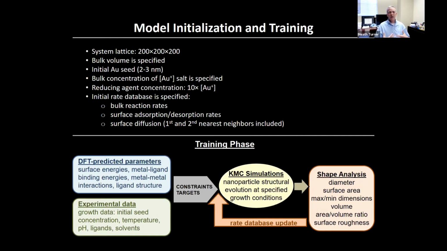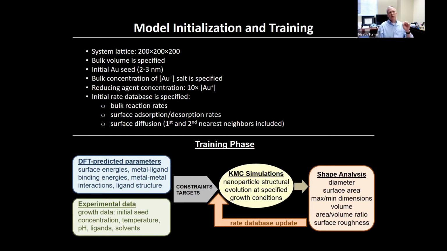And so these are some of the details of our model. We have a large lattice that we work with. We start off with a gold seed, a very small gold seed in our system. We specify the bulk concentration, very similar to the experiments. And we start off with some guesses for some of these rates. We have a good idea of approximately what they might be, within maybe 1 or 2 orders of magnitude, just based on chemical intuition.